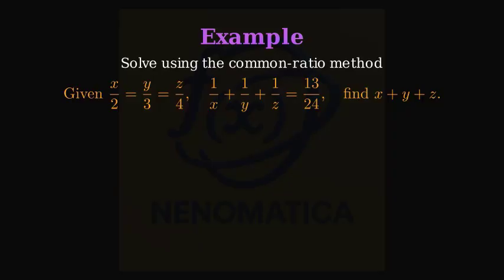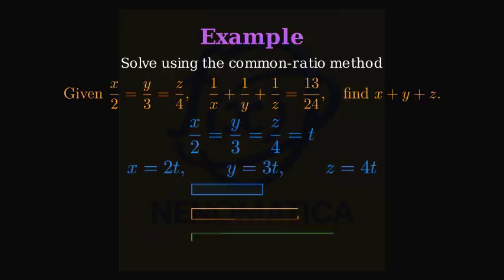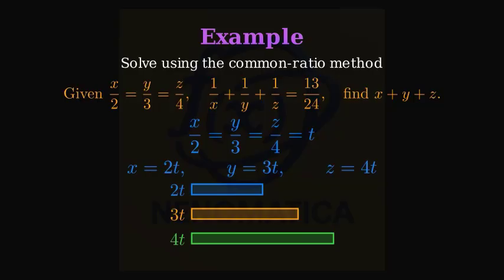Step 1. When three fractions are equal, introduce a common parameter. Let them all be equal to t. Then x equals 2t, y equals 3t, and z equals 4t. To build intuition, we will also draw bars of lengths 2t, 3t, and 4t.